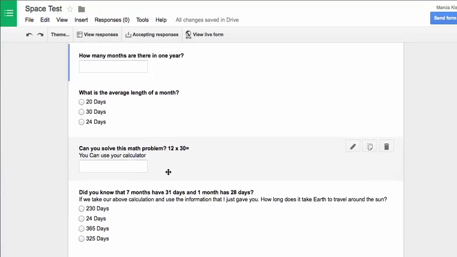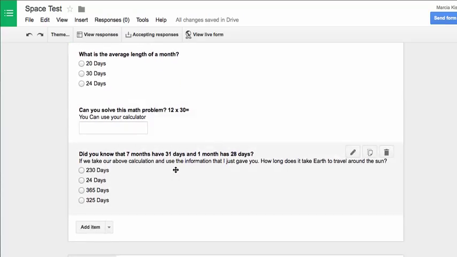And then I kind of solve the problem. You can use your calculator. 12 times 30, what does that equal? Well, it equals 360. So I write a little bit of information down below. Did you know that there are 7 months that have 31 days and 1 month that has 28 days? If you take the above calculations and the information I just gave you, how long does it take the Earth to travel around the sun? So then we reiterate that question again, and we really start to hone in on, okay, now do they understand that it's 365 days? When they submit this answer, they're done, they're finished with the quiz.